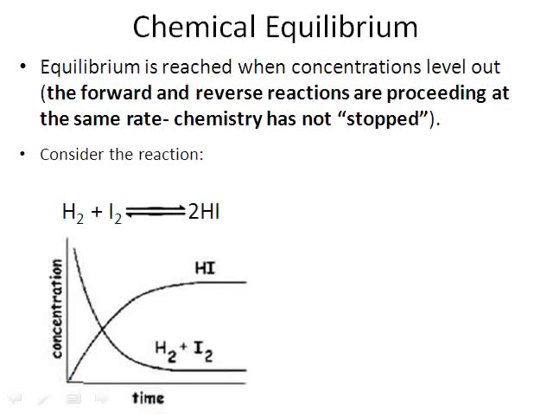Now, we spent that first bit talking about rates. Rates described how fast a process was going to take place. Now we're going to talk more about destination. Equilibrium is where a reaction ends up. It's not how fast it gets there. Equilibrium is achieved when the forward and reverse rates are proceeding at the same speed.